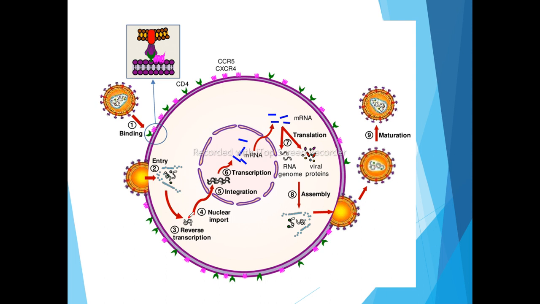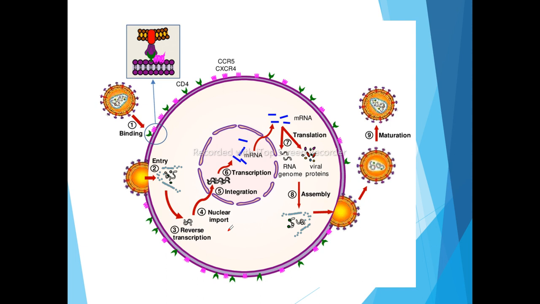Once the capsid dissolves, it's going to release the 3 enzymes, which are the reverse transcriptase, the integrase, as well as the protease. Apart from that, it's also going to release the 2 strands of RNA. So reverse transcriptase is going to start on the RNA. Once it starts on the viral RNA, there will be reverse transcription of the viral RNA to viral DNA.